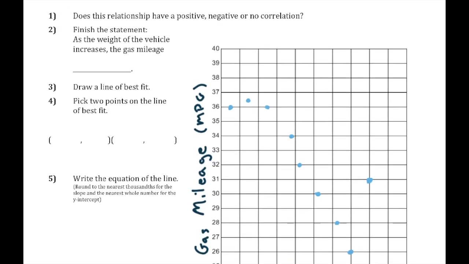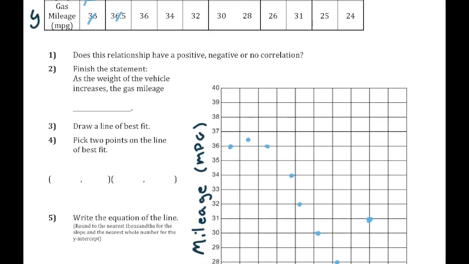And so this means that we have a negative correlation, because as we go from left to right, the points are going down. Now, if we think back to our warm-up, we can also see how we can finish this next statement that states, as the weight of the vehicle increases, the gas mileage decreases. And it's decreasing because it is going to be a negative slope, right, or a negative correlation. And so, decreases.